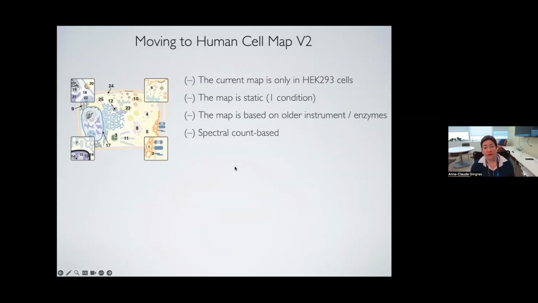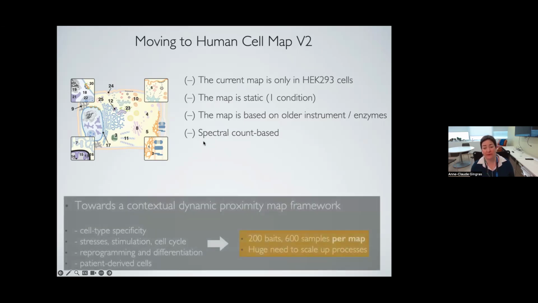But again, the problem with the current map is it is static, right? It is only done in 293 cells, and this was all done after us stably integrating each of the baits inside the cell. So it's really time consuming. Going across multiple cell lines for that would not necessarily be feasible. Again, this map is static. We just did it under standard growing conditions. And of course, it's really out of date because it's based on older instruments and this initial enzyme that required long labeling time. And quantitatively, this is not the greatest map because we were using spectral count as a proxy of abundance at the time.